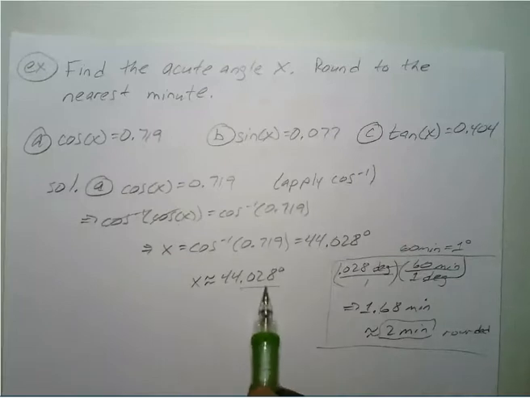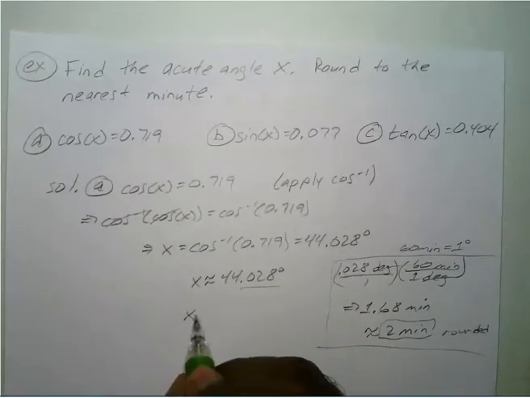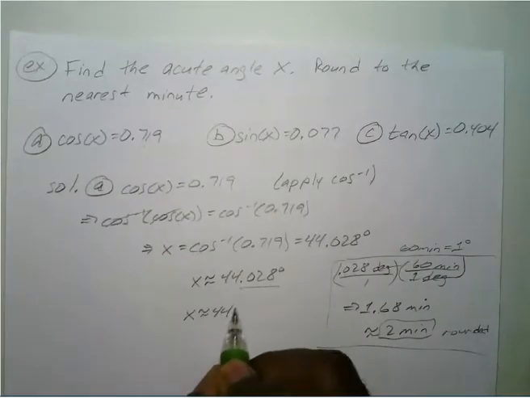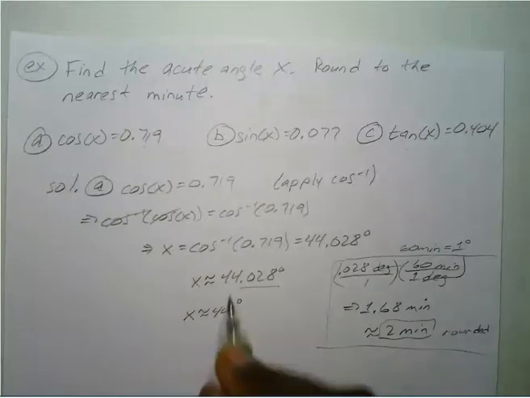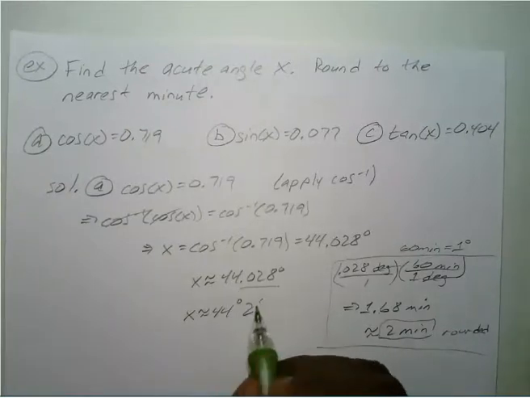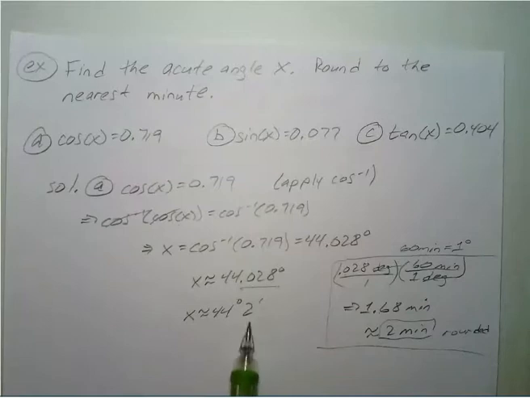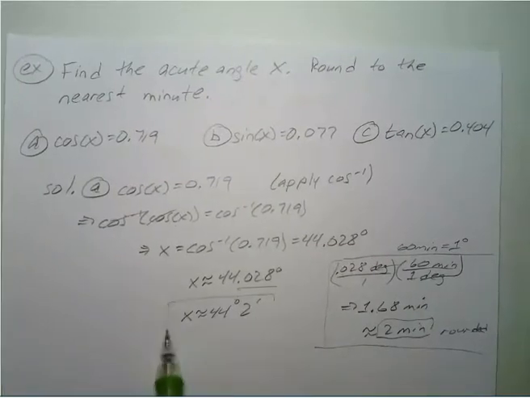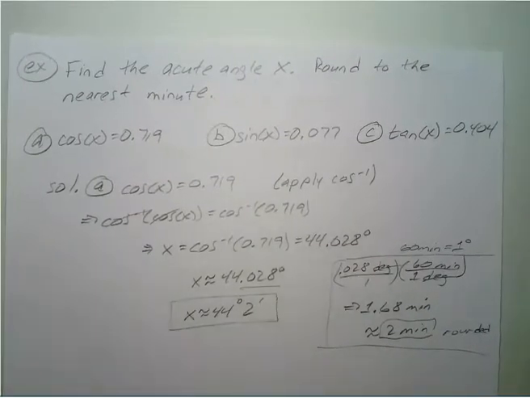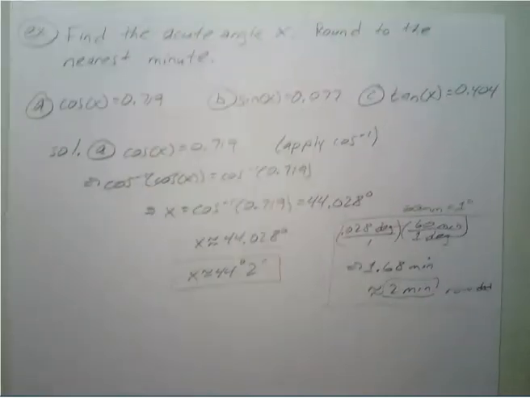Okay, so x equals 44 degrees and 2 minutes, because 0.028 degrees is 2 minutes. All right, so let's go ahead and move on to B.